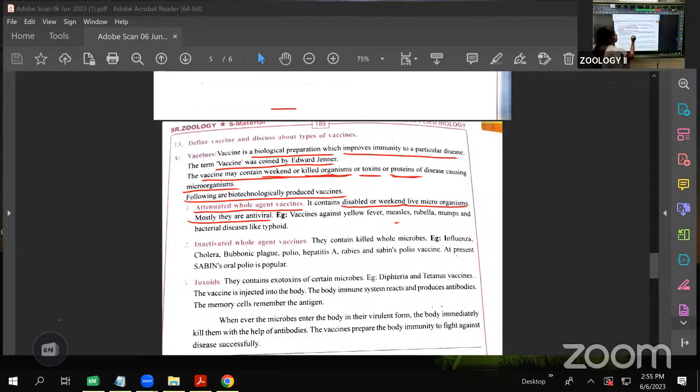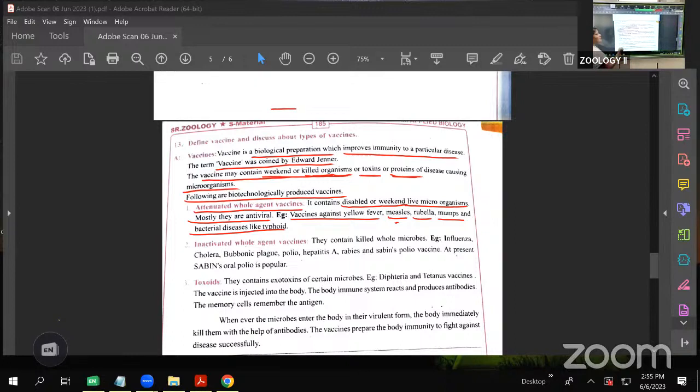Which vaccines belong to this group? Attenuated whole agent vaccines are those against yellow fever, measles, rubella, mumps, and bacterial diseases like typhoid. For typhoid also, we are using vaccines. Those vaccines are prepared from weakened and disabled microorganisms. This is about the attenuated whole agent vaccines.